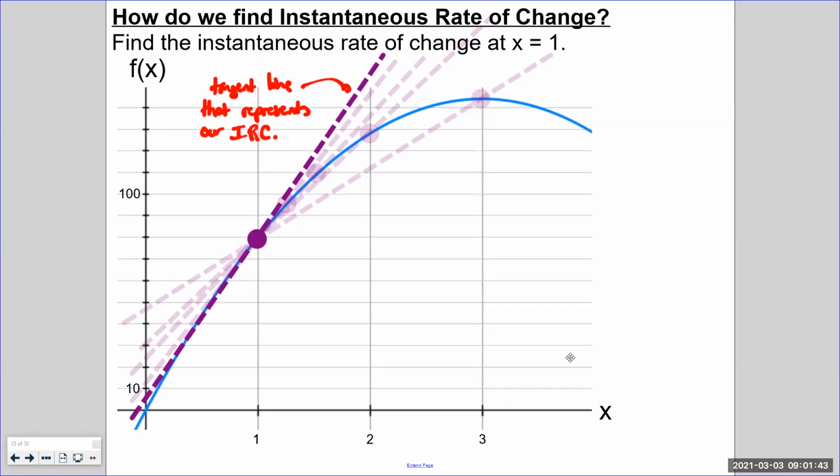So this is the tangent line that represents our instantaneous rate of change. And again, if we went back a couple slides, remember there are infinitely many tangent lines, and not all of them represent the instantaneous rate of change. It's this specific one. And we were only able to find this specific one by starting out with the secant line and moving the second point closer and closer to the first point.